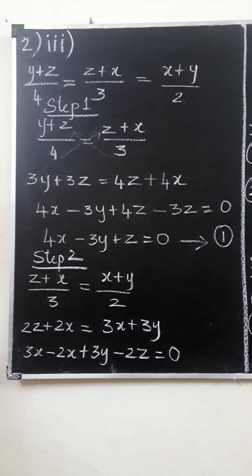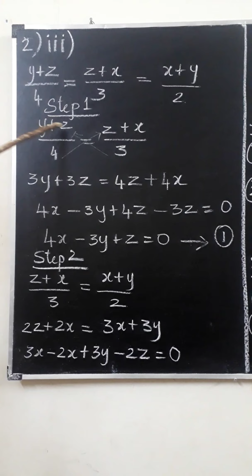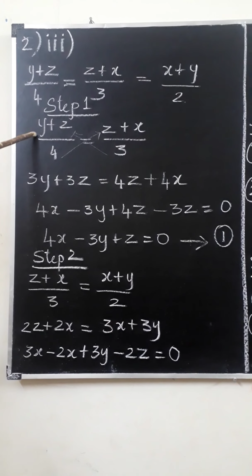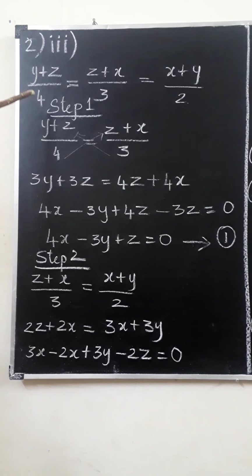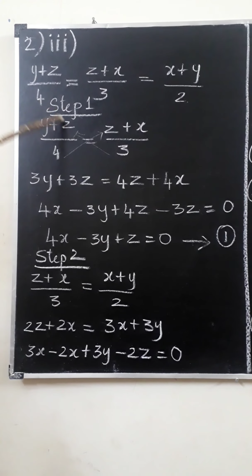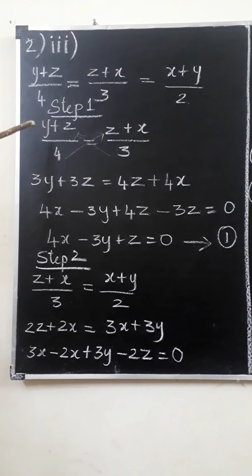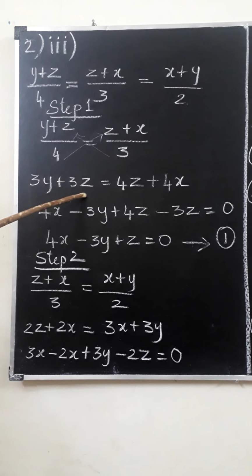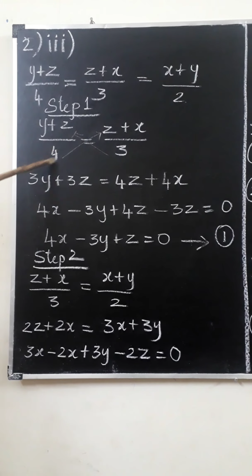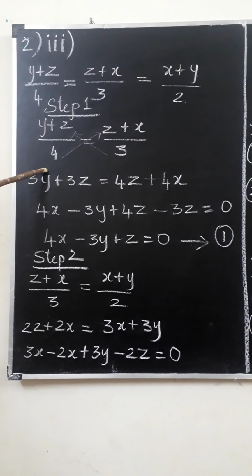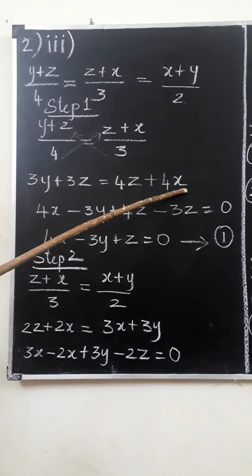Then when you are multiplying by 3, both the terms should be multiplied by 3. Again and again I am saying that, if you are multiplying an algebraic expression by any constant, both the terms should be multiplied by that constant. Here 3 into y plus z, it becomes 3y plus 3z. And then z plus x should be multiplied by 4. Both these terms should be multiplied by 4, it becomes 4z plus 4x.